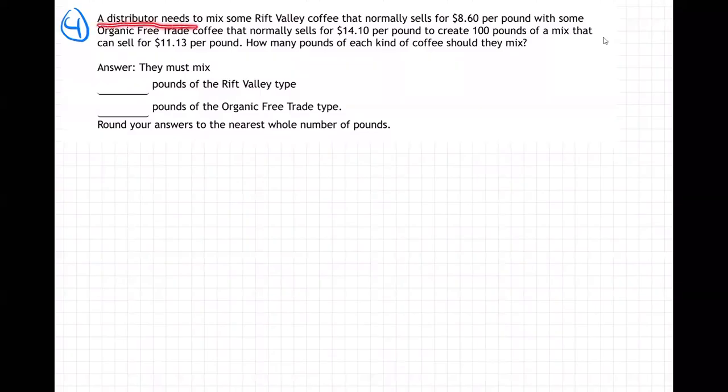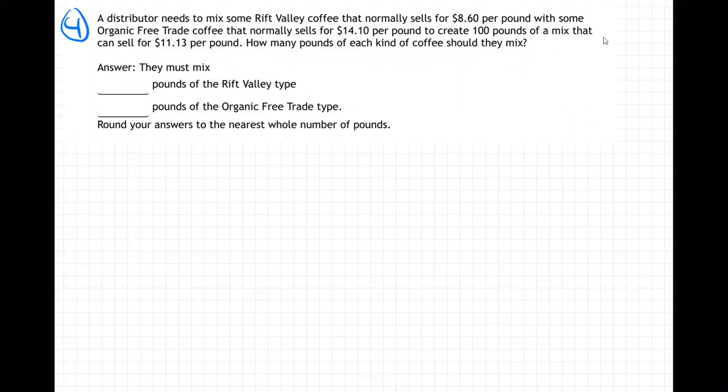A distributor needs to mix some Rift Valley coffee that normally sells for $8.60 per pound with some organic free trade coffee that normally sells for $14.10 per pound to create 100 pounds of a mix that can sell for $11.13 per pound. How many pounds of each kind of coffee should they mix?